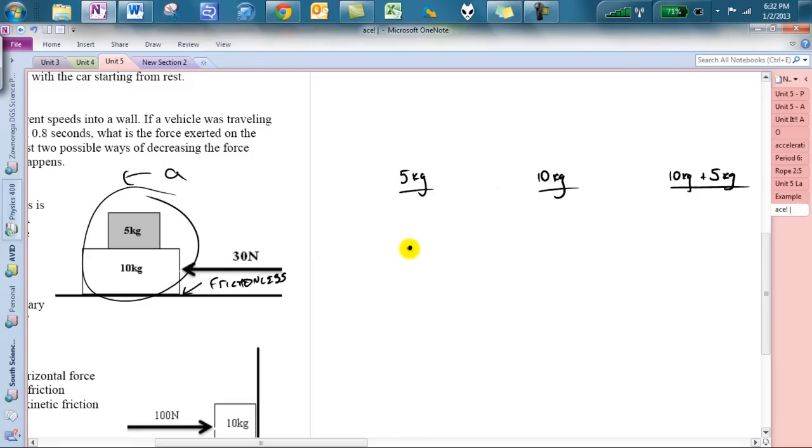So if I drew a force diagram, we would have Fg on the 5 by Earth. We would have an Fn on the 5 kilogram box by the 10 kilogram box. So that's a very important force, because once I write that out, I probably know that there's going to be a force pair somewhere in there.